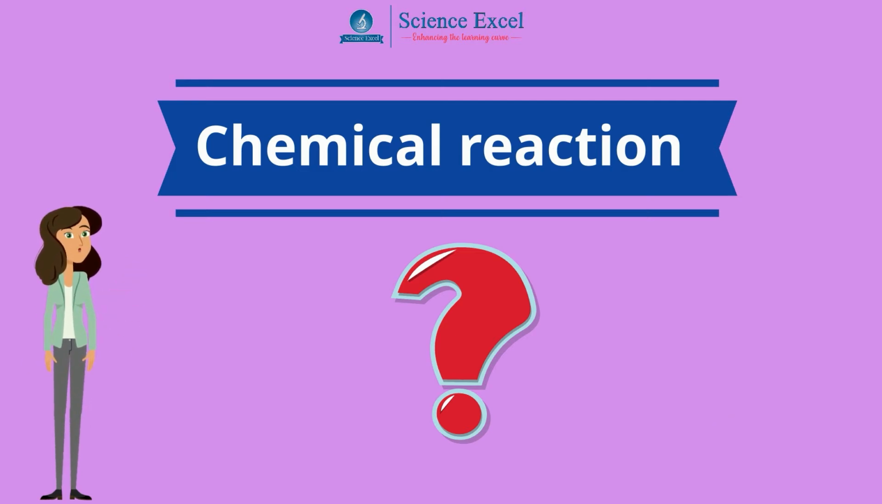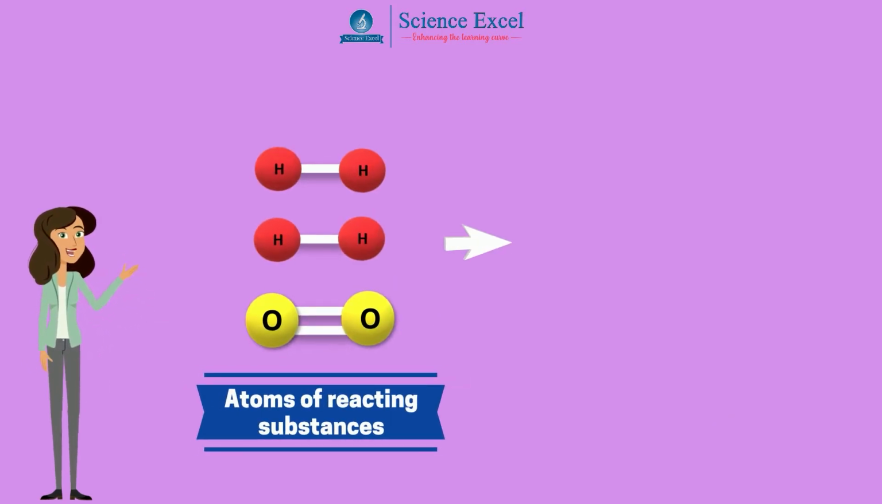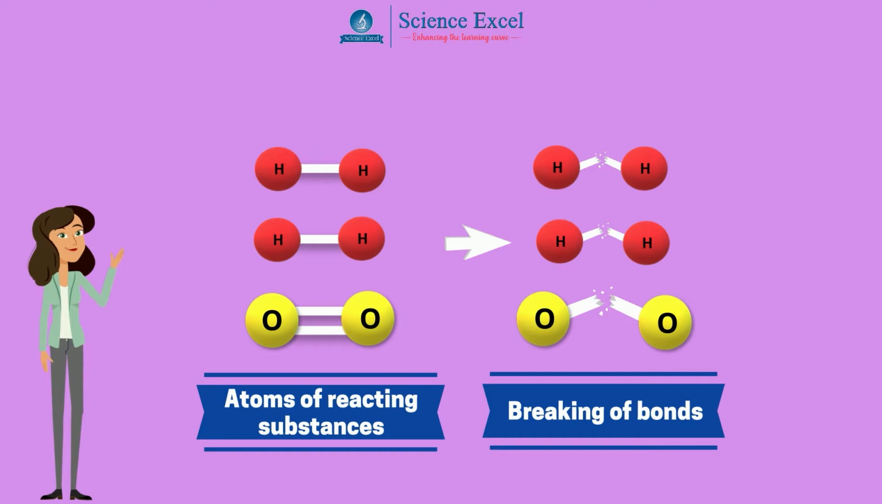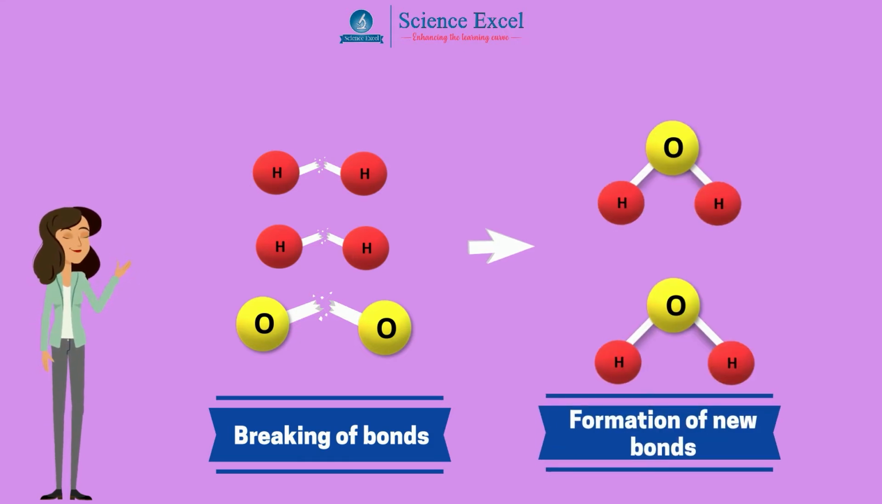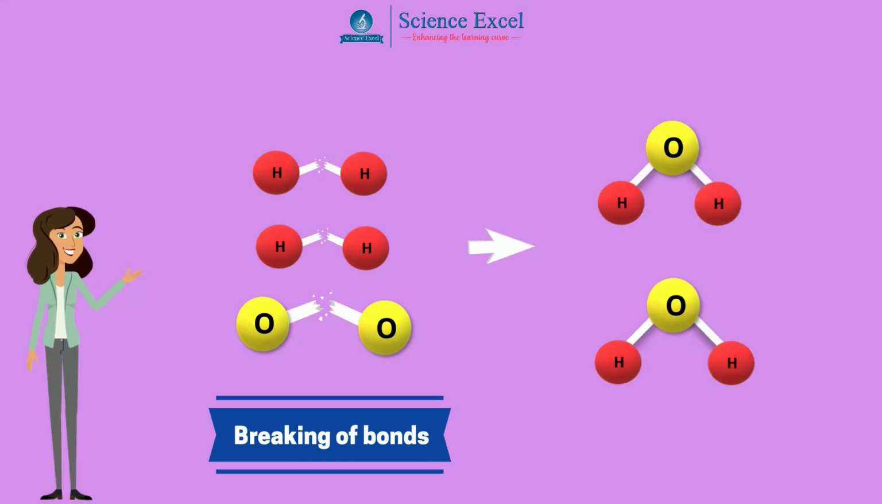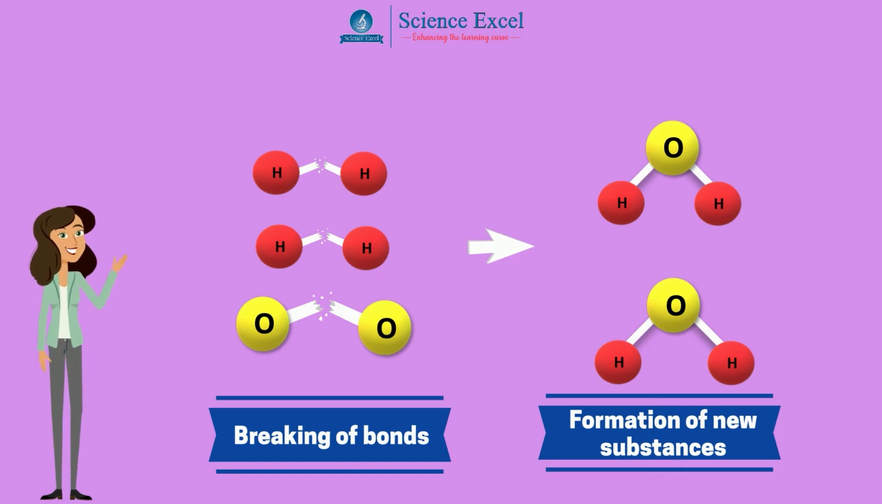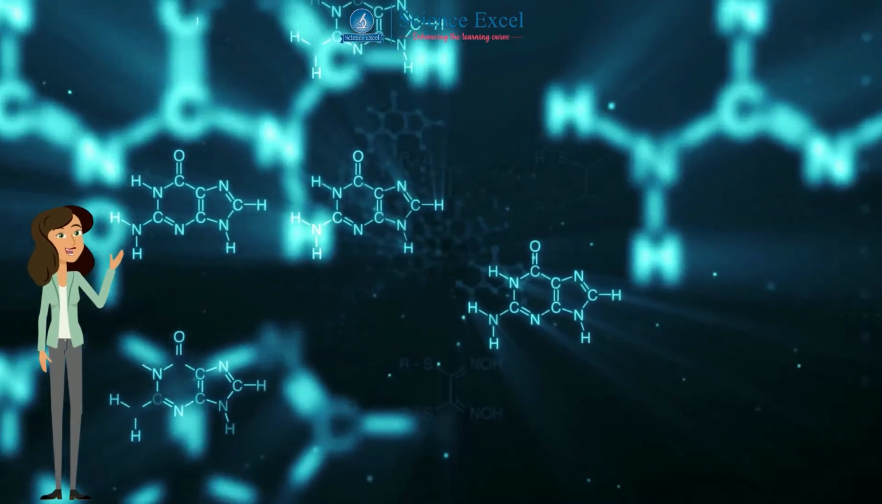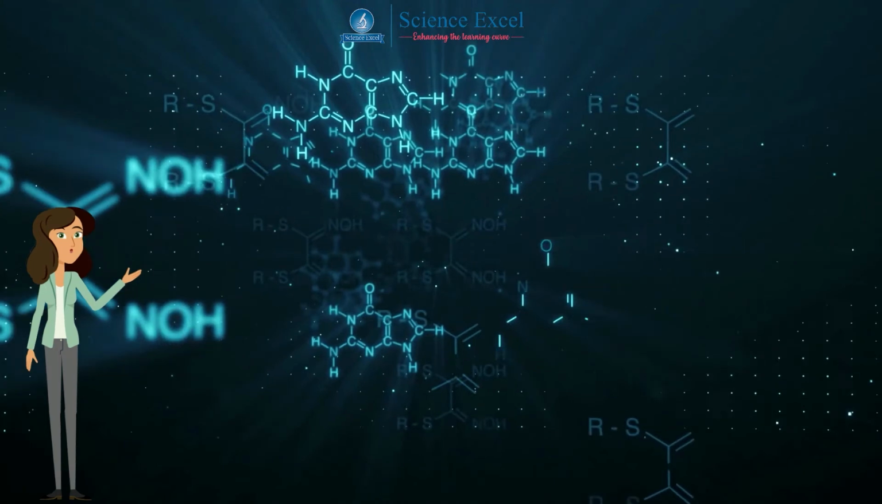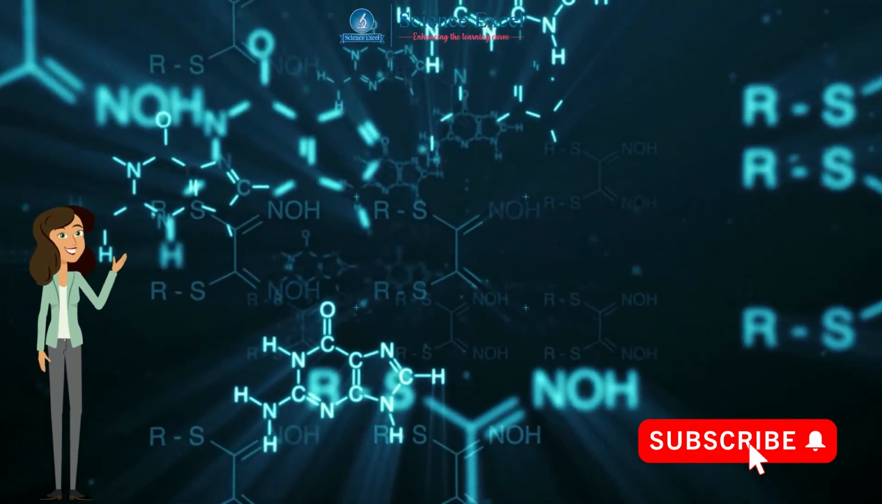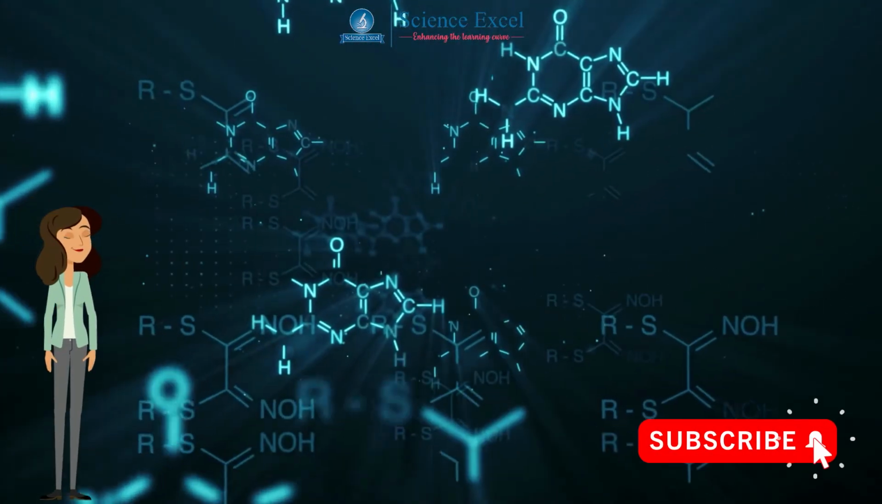Let me explain. A chemical reaction involves breaking of chemical bonds between the atoms or groups of atoms of reacting substances and rearrangement of atoms making new bonds. This forms new substances with absorption or release of energy in the form of heat and light. So what are these chemical bonds? A chemical bond is the attractive force that holds the atoms of a molecule together in a compound.